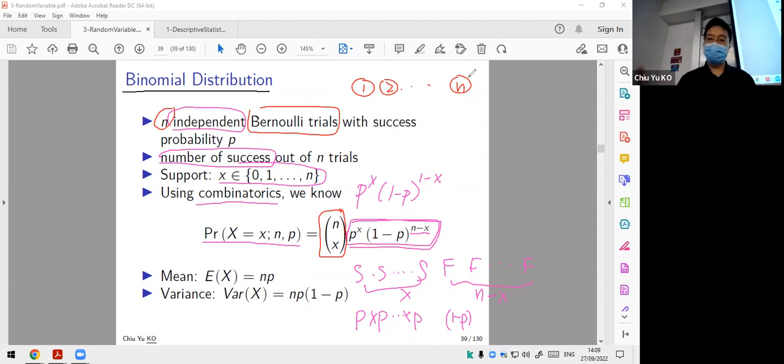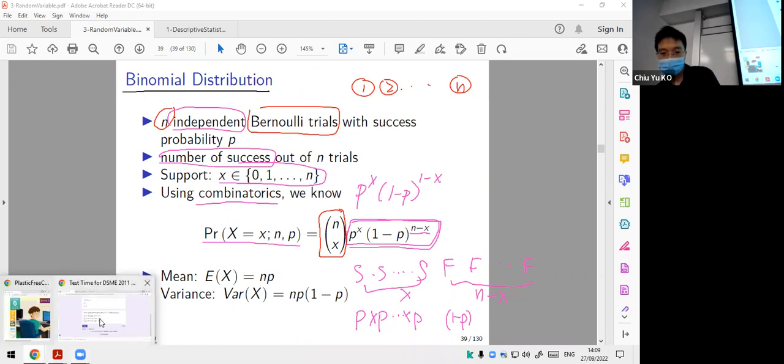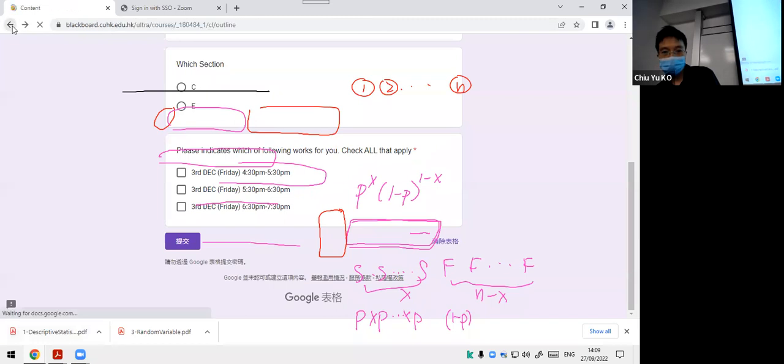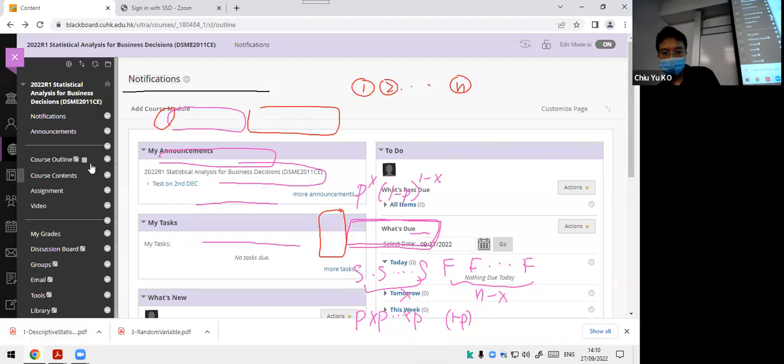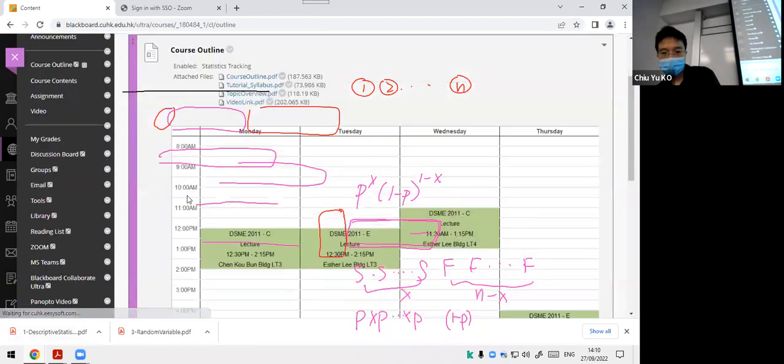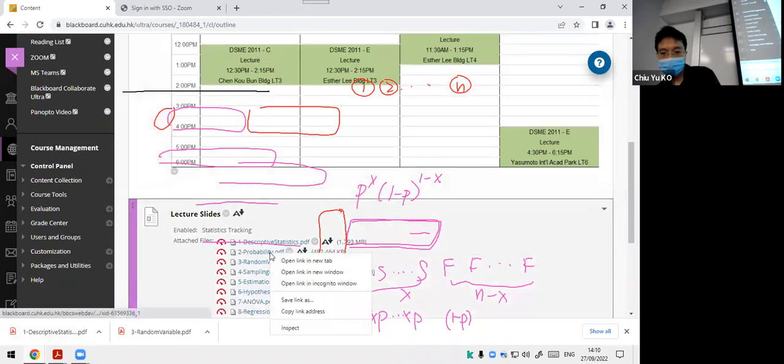Because there will be X successes, right? So it's nCx. That's exactly what we did in the last part of our topic 2. Let me go back to the slide. This is exactly what we learned from the probability theory.